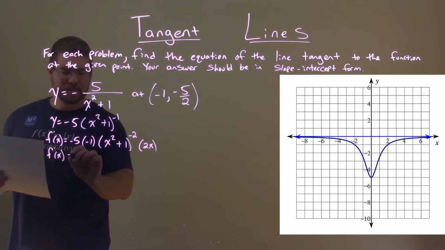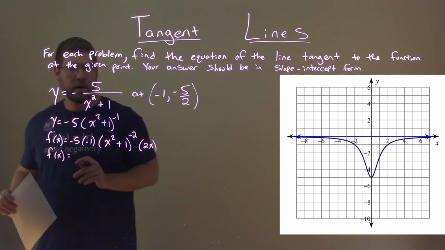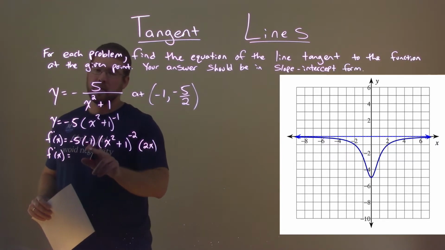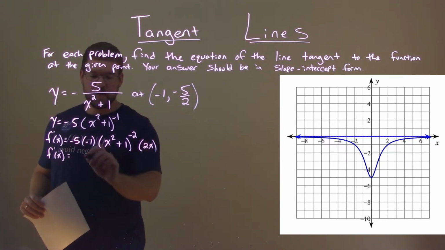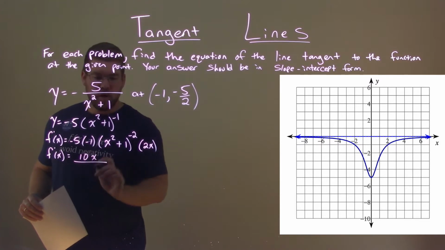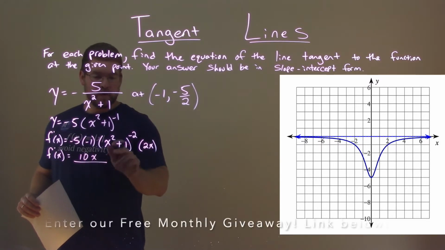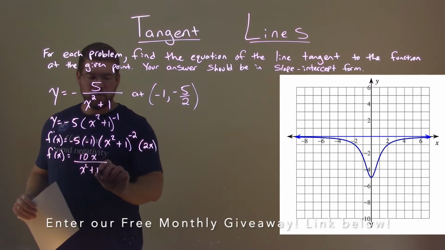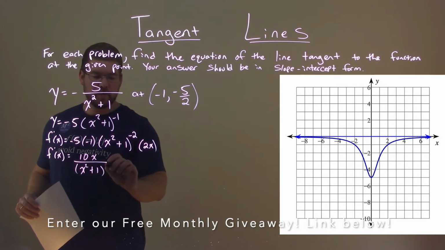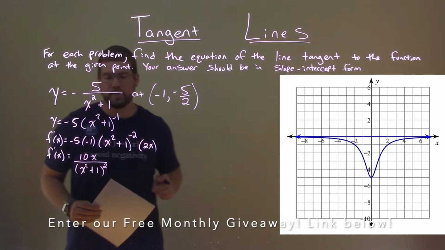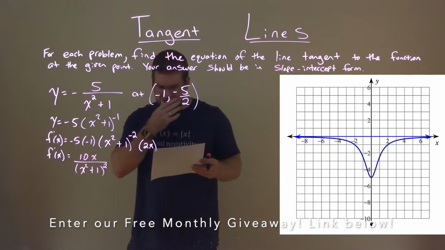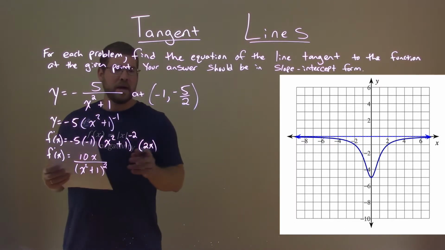f prime of x is equal to, well, multiply across the numerator. Negative 5 times negative 1 is a positive 5, times a 2x is a 10x. Over our denominator, we'll bring down the x squared plus 1, and instead of a negative exponent, it's a positive 2.